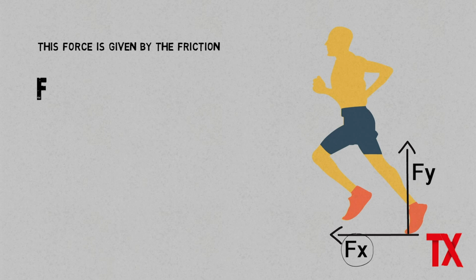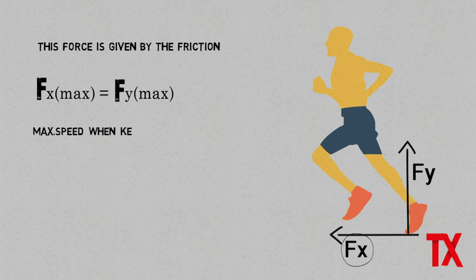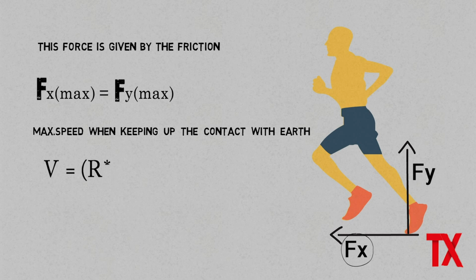The maximum Fx can reach is Fx max equals. Now when running, there is a maximum speed we can run at while maintaining contact with the Earth. We can see it in this equation.